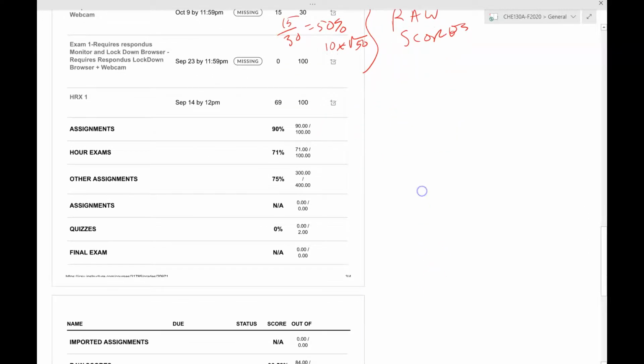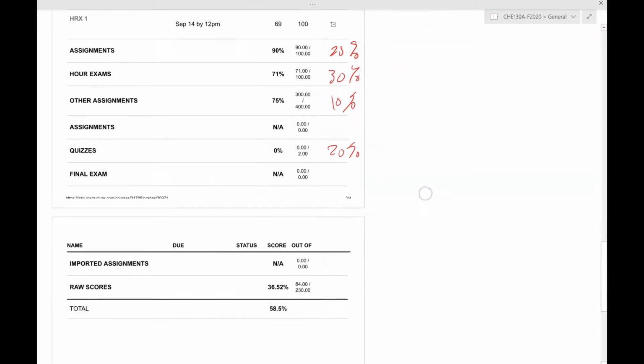So down at the bottom, you've got your averages. And again, I think we said assignments were 20%. Our exams were 30%. Other assignments were 10%. Not applicable. Quizzes were 20%. We've got to get some quizzes in. And then the final exam would also be 20%. Does that add up to 100?